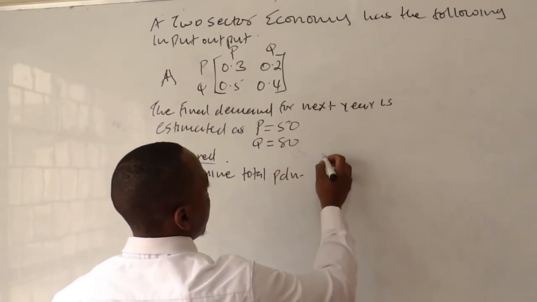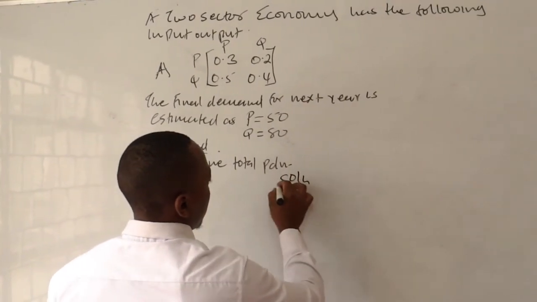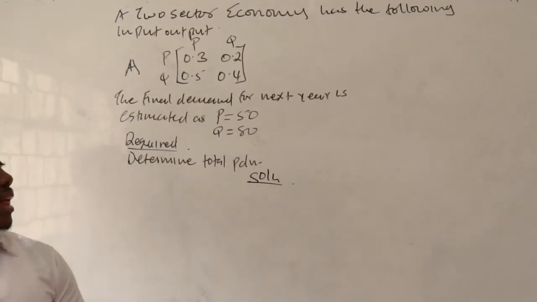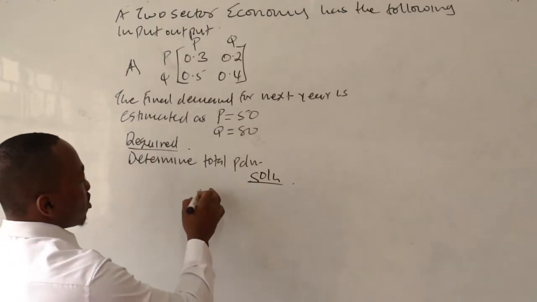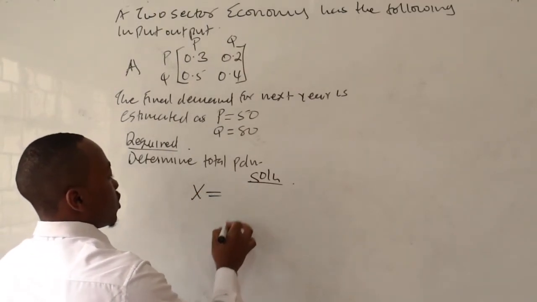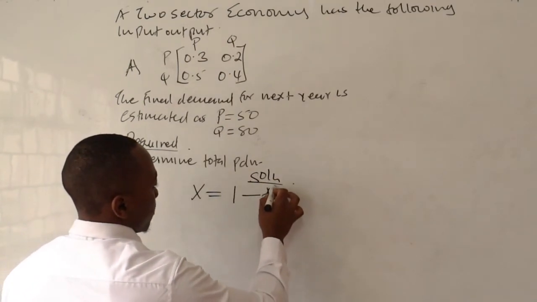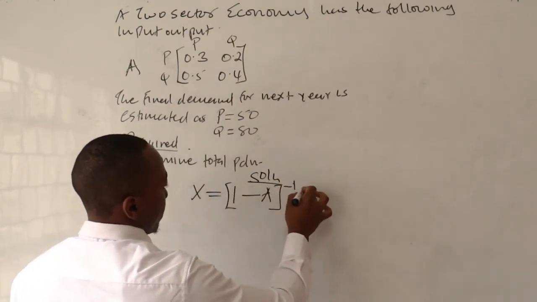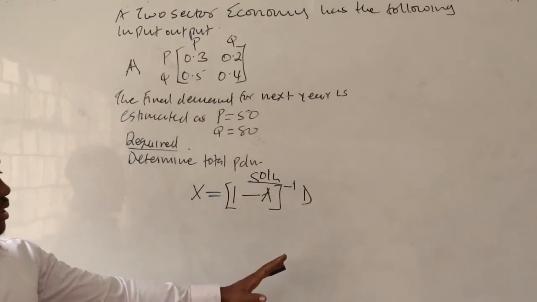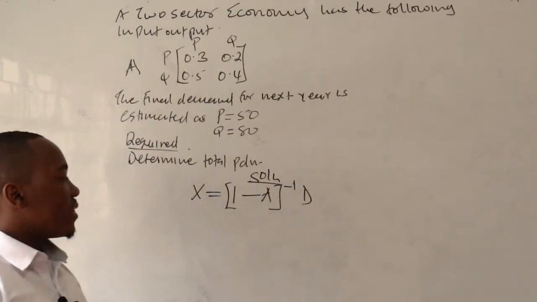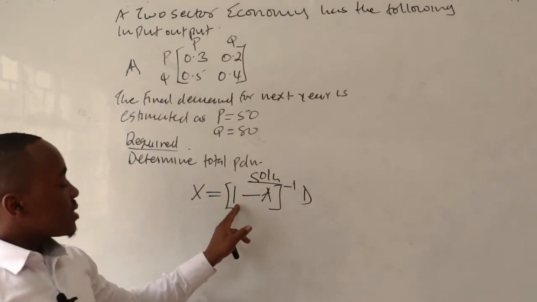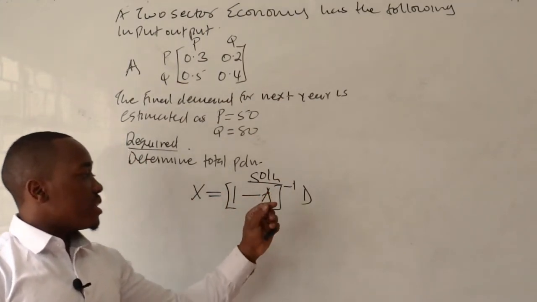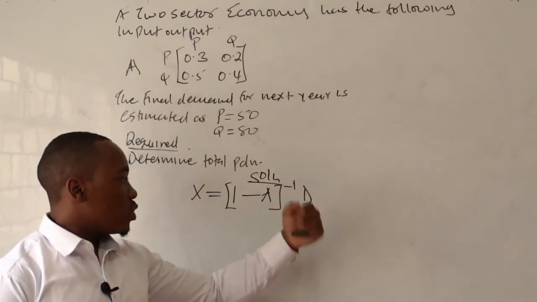Solution. Let's do that solution. In this case, we want to determine the total production. How do we get the total production? We say that total production is denoted by X is equal to, that was the formula. So we start with this. How do we get this? We say that X is the total output, identity matrix, technological coefficient matrix, and then this is the final demand. So this is what you do.